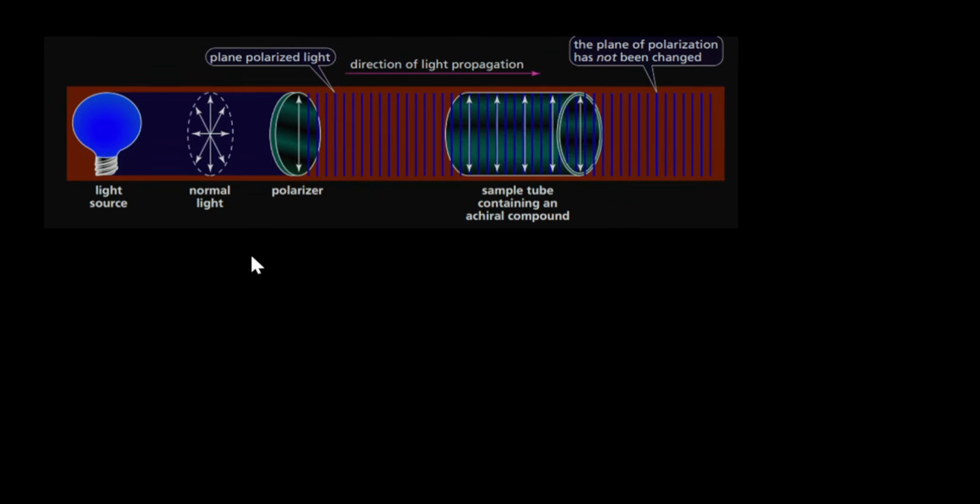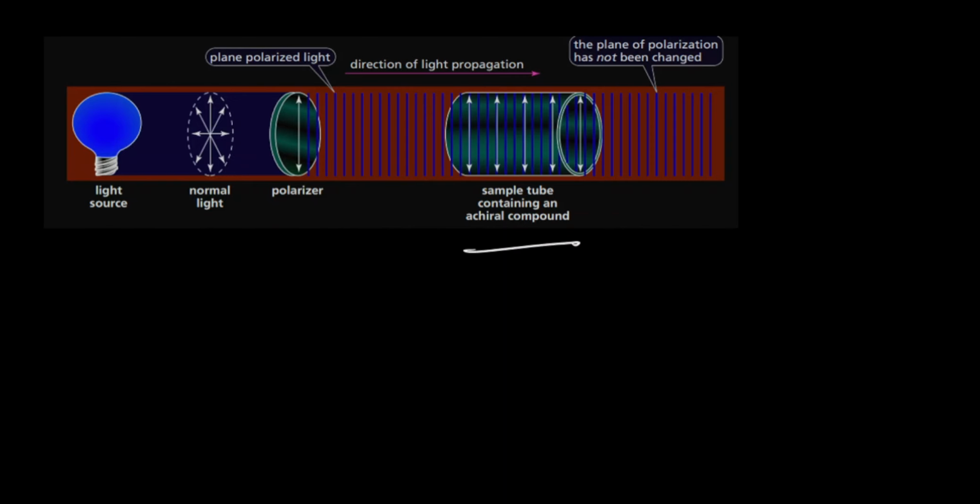Now let's take a look at this. An achiral molecule is not optically active. By virtue of not being optically active, it means it's unable to change the plane of plane polarized light. So we can see a sample tube containing the achiral compound. Our polarizer has polarized the light, vertically oriented. It passes through our achiral compound. It comes out unchanged, because the achiral compound is not optically active.